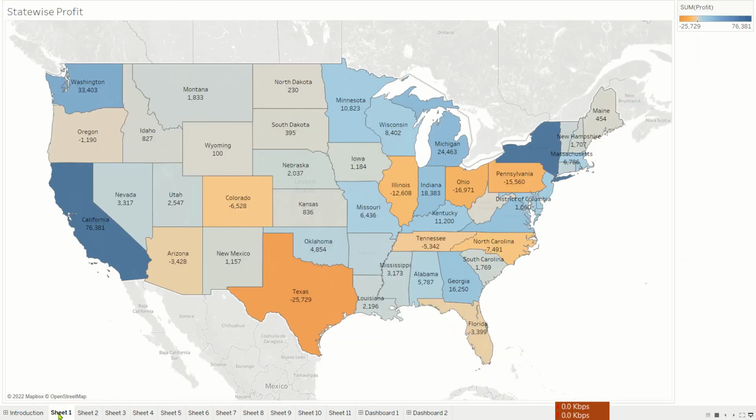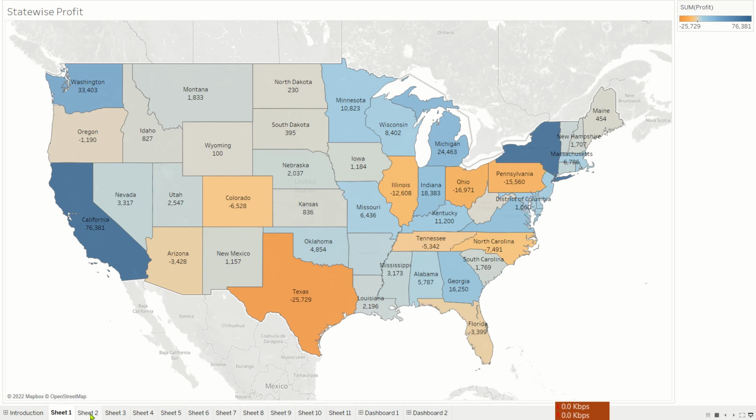Next, let's first see the state-wise profit. Here, the darker, that is the bluish shade, shows that there exists a larger profit, and the orange shows that there exists a higher loss. So here we see that California is extremely blue, which implies that their profit is much larger, and Texas has a greater orangish effect. This shows that the loss here is the maximum. Now, Illinois, Ohio, and Pennsylvania also face some sort of loss.